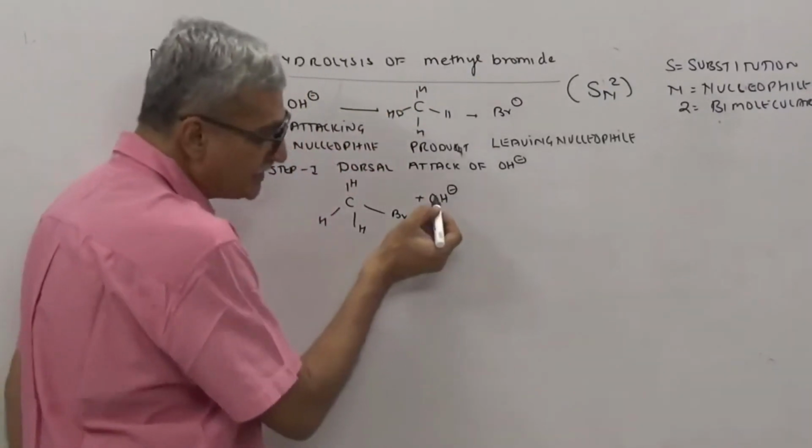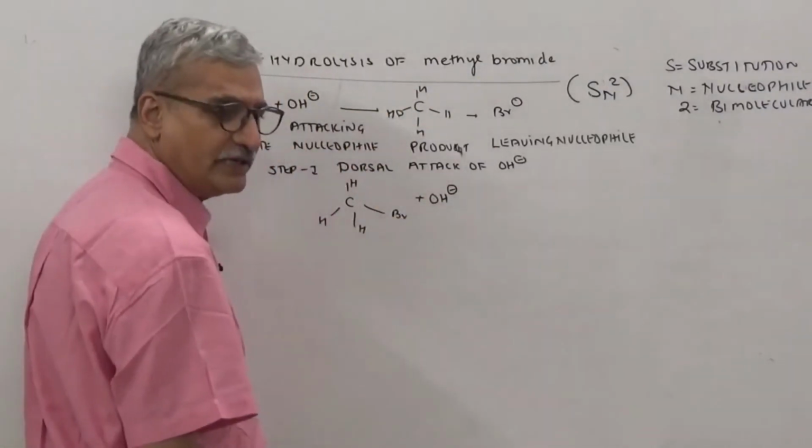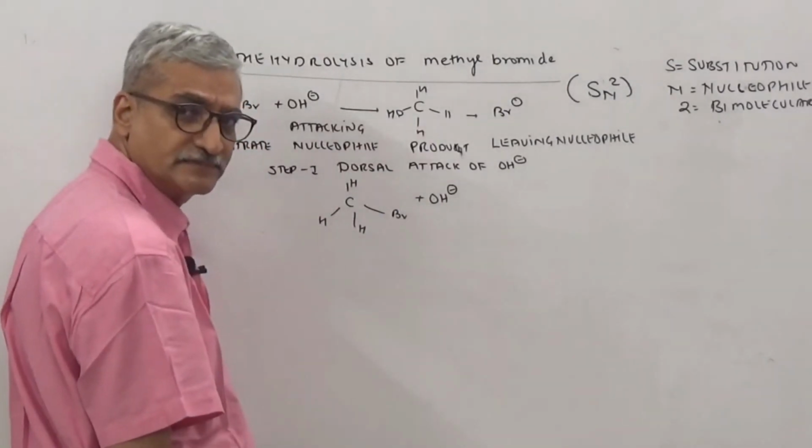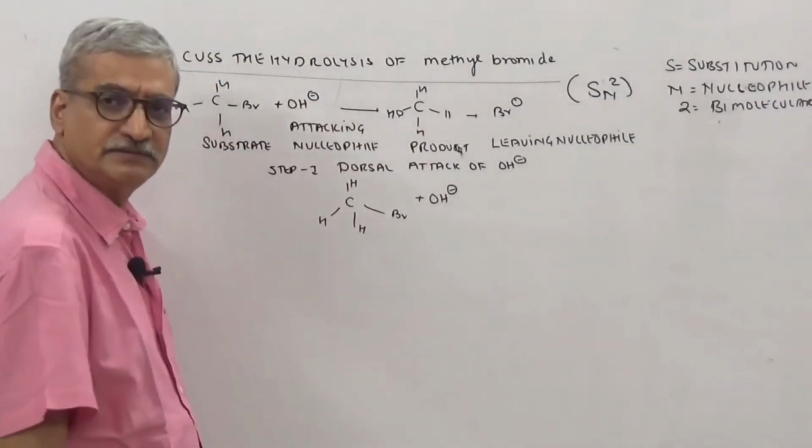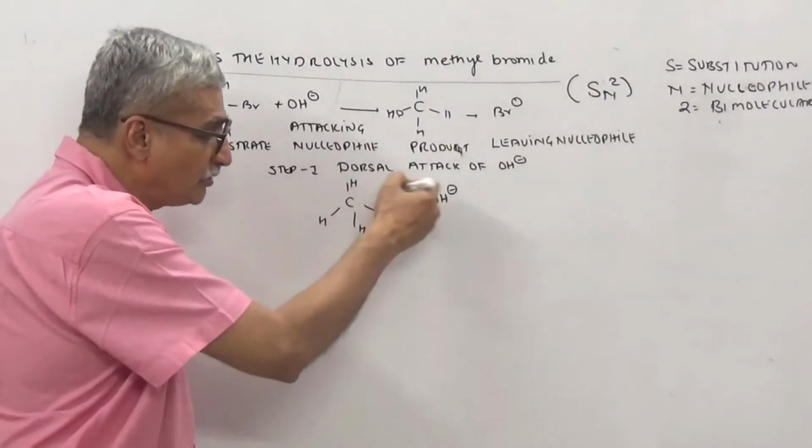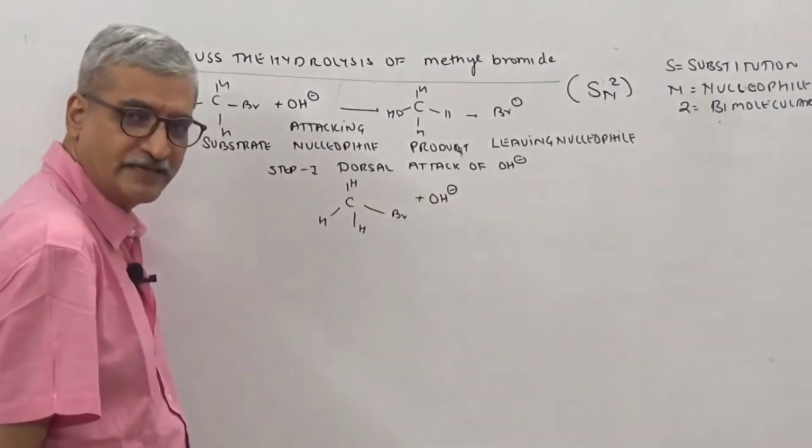Now OH minus cannot attack from the front side. Why can it not attack from the front side? Because there is a problem. Bromine is a very large atom. It's going to occupy space. It's not going to give space for OH minus.